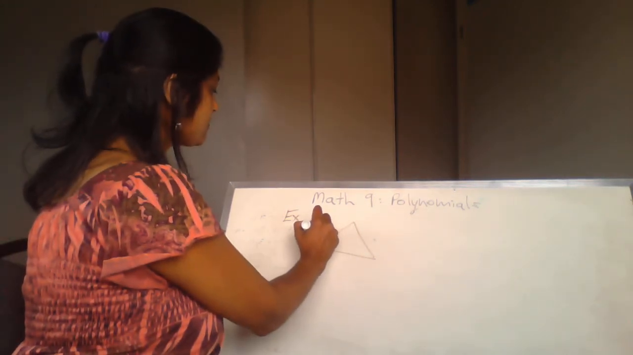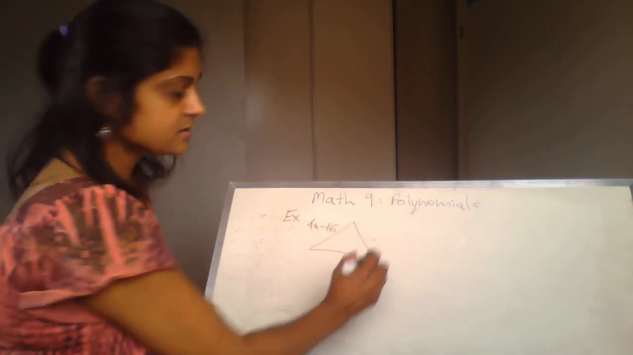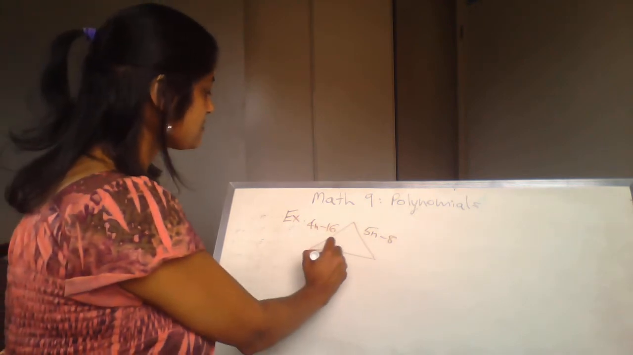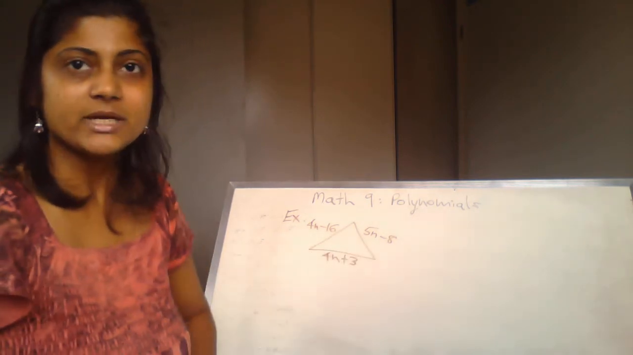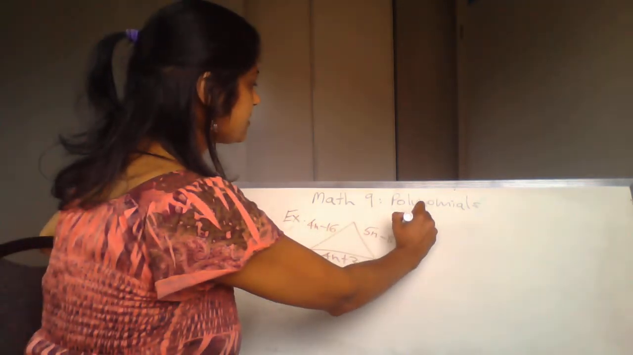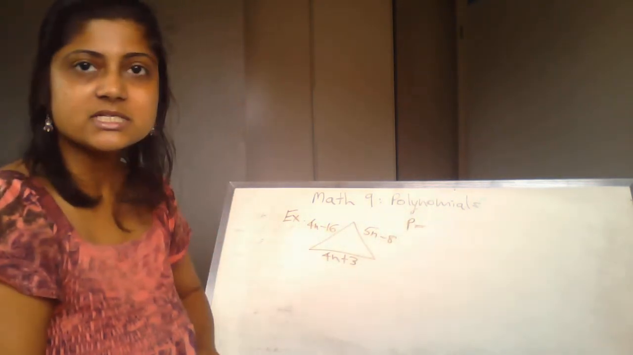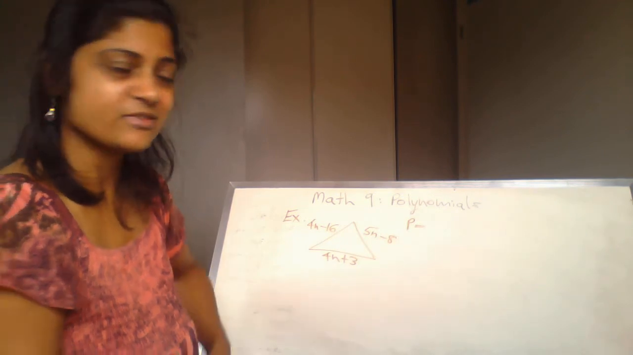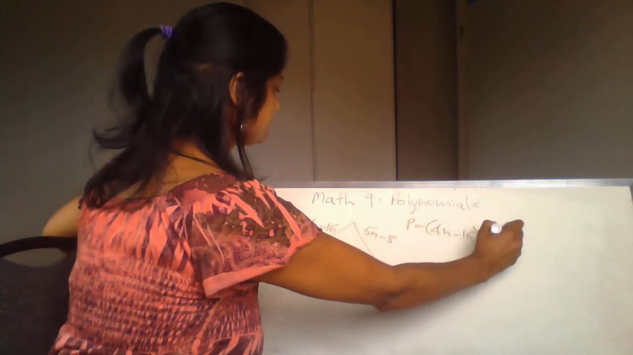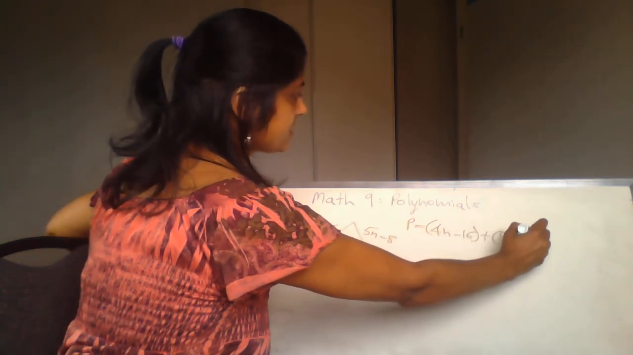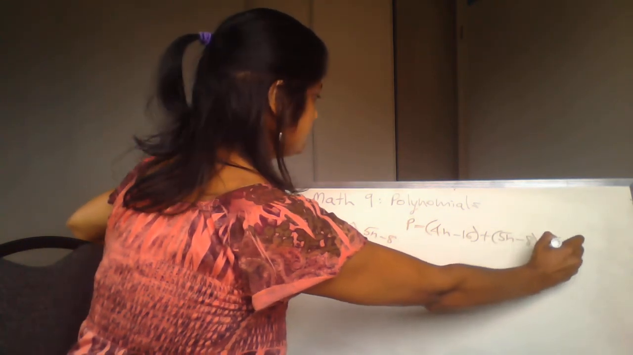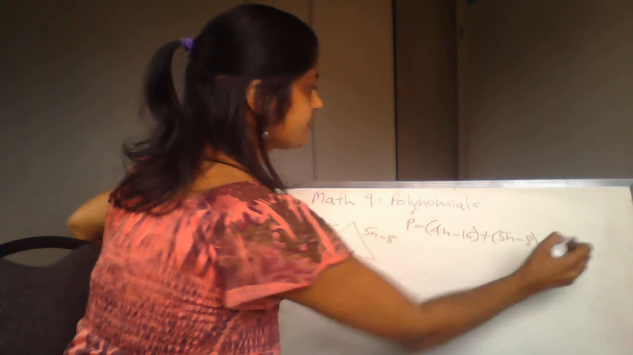One side is 4n minus 16. This is 5n minus 8. And the last side is 4n plus 3. And we are just looking for the perimeter here. So I'm going to write it on this side here. What you're doing is just adding all the sides of the triangle together. So I'm going to put it in brackets: 4n minus 16, plus 5n minus 8, and plus 4n plus 3.